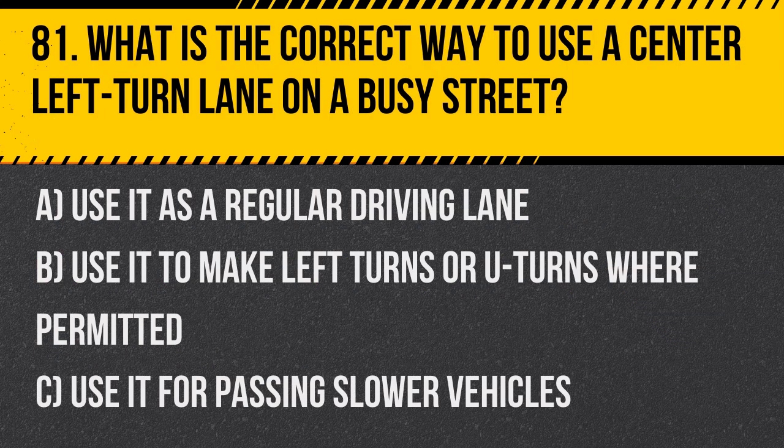Question 81. What is the correct way to use a center left turn lane on a busy street? A. Use it as a regular driving lane. B. Use it to make left turns or U-turns where permitted. C. Use it for passing slower vehicles. Answer: B. Use it to make left turns or U-turns where permitted. The center left turn lane is specifically for these purposes.